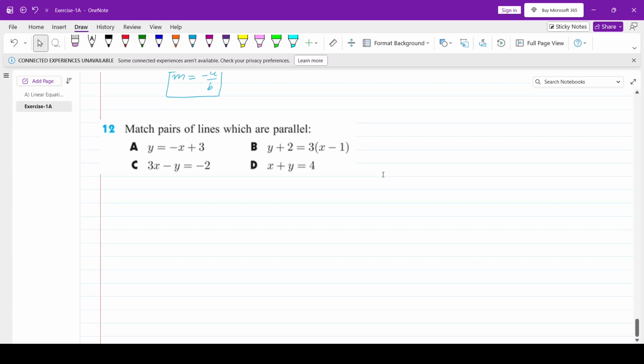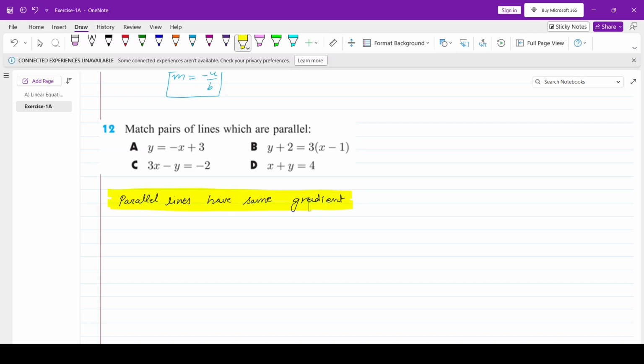Hatch pairs of lines which are parallel. So first of all, we need to know that parallel lines have the same gradient. You can highlight this, it is a property, you can remember it. Parallel lines have the same gradient. Now, out of these four lines, the question is asking us to tell which two lines are parallel, or which three lines are parallel if there are three.